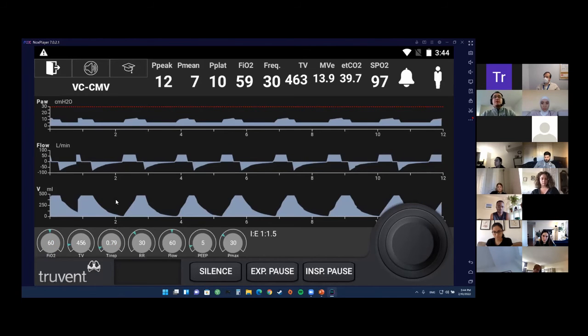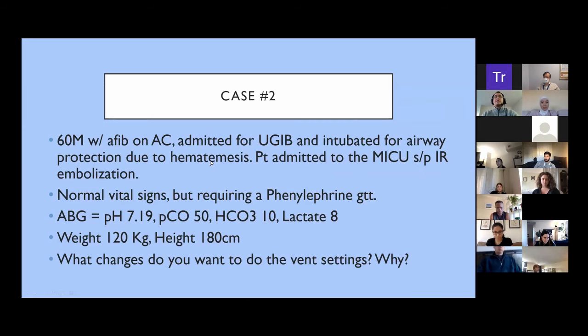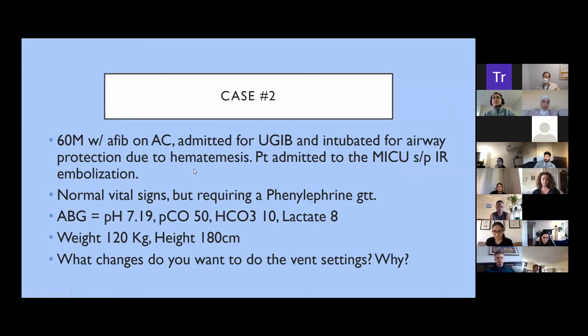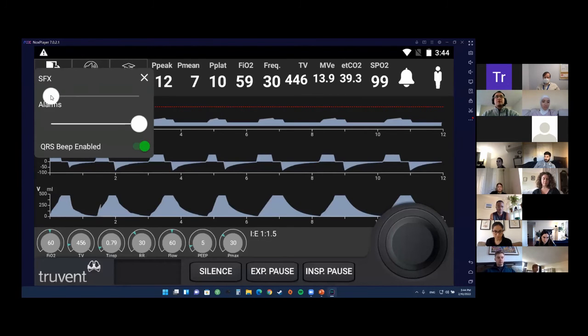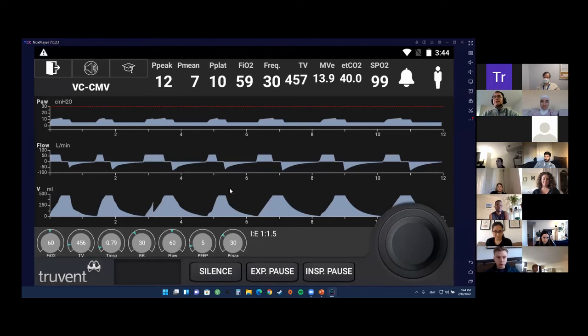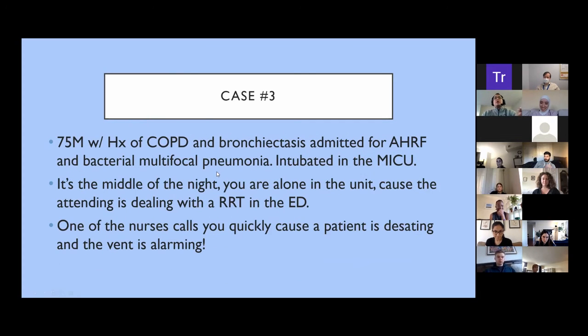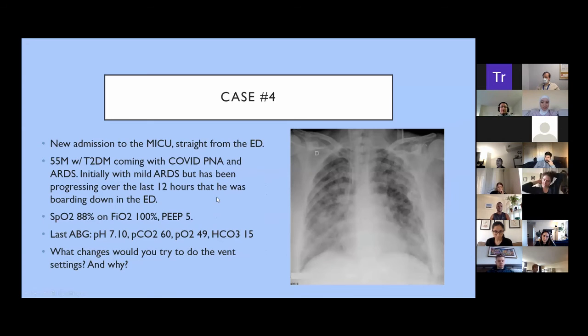Okay, any questions with this case? Awesome. Let's do the next case. Who's up? Who's next? All right, I'll take the next one. That's okay. So 75-year-old male with history of COPD and bronchiectasis admitted for, wait, let's do this one. We're running out of time.